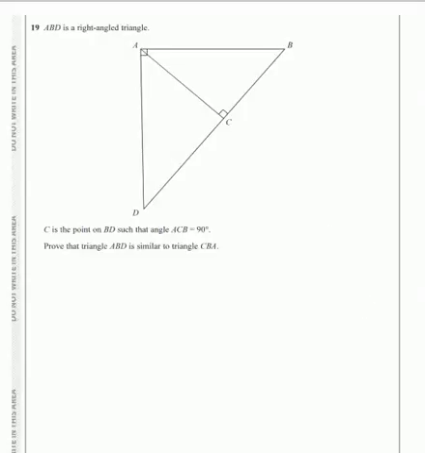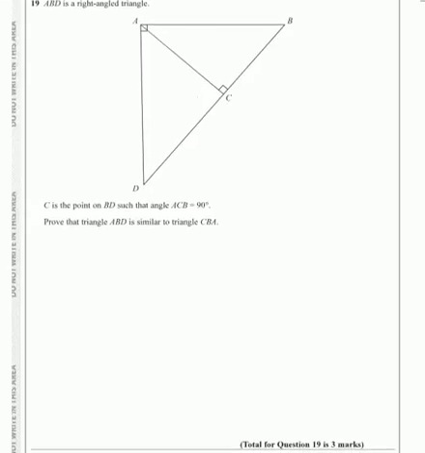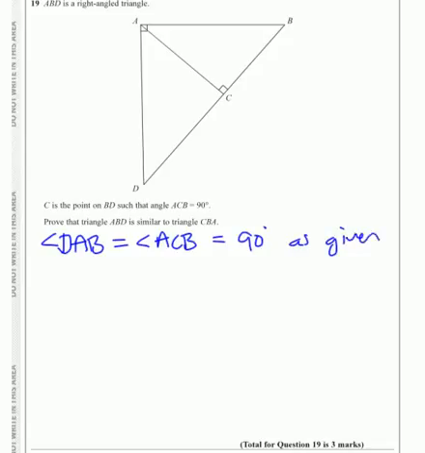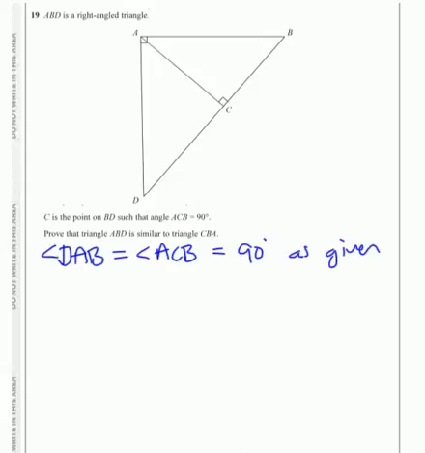Okay, to prove that these two triangles are similar, so that is the triangle ADB and CBA, to prove those are similar, we need to show that all 3 of the angles inside the triangles are the same. So firstly, we can say that the angle DAB equals the angle ACB equals 90 degrees as given. So we've got that those two are equal already.